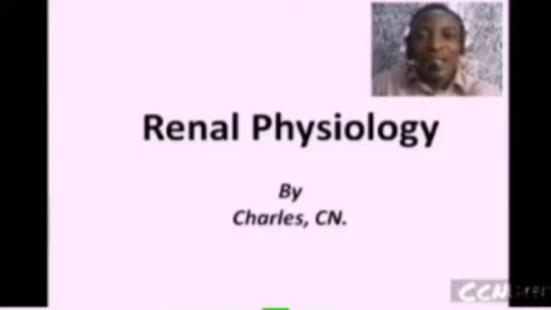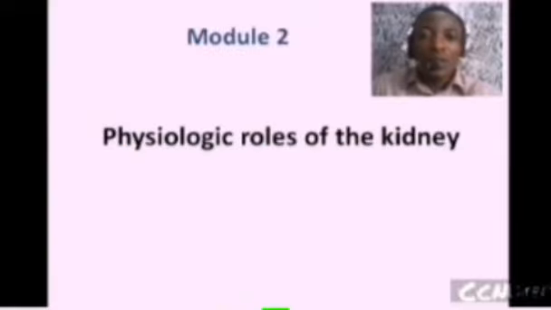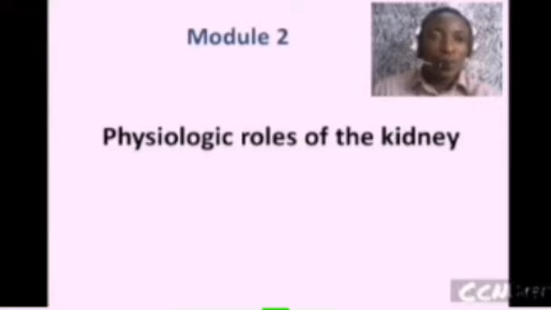In module 1, we discussed the microscopic structure of the kidney. In today's module, we will be looking at the physiologic roles of the human kidney, the functions of your kidney. That's what we'll be looking at in today's lecture.